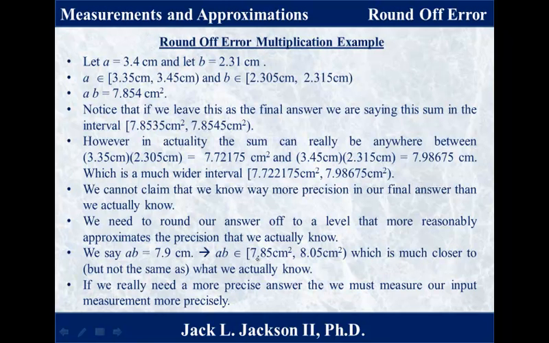And so AB is in this interval, we claim, between 7.85 square centimeters and 8.05 square centimeters, which is much closer to, but still not exactly the same as what we really know. Again, if this is not precise enough for you, then you should have measured your stuff more precisely to begin with. There's no way we're going to take measurements that are rounded off to the nearest foot and get answers that are accurate to the nearest inch.